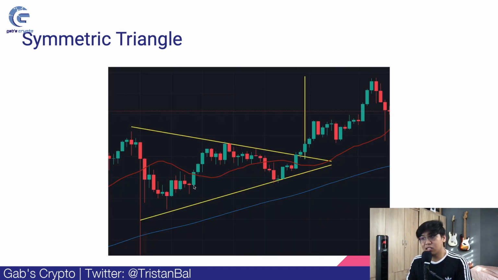Symmetric triangle naman, this is actually a 50-50 move, but it usually tends to be a continuation pattern. So, if galing tayo sa uptrend, and then let's say nag-bounce off siya dyan sa movement niya, and then symmetric triangle, kasi of course, symmetric siya, and equal yung triangle niya, hindi mo sure kung aakyat or bababa, pero if galing siya sa uptrend, then this would more likely go to the upside.